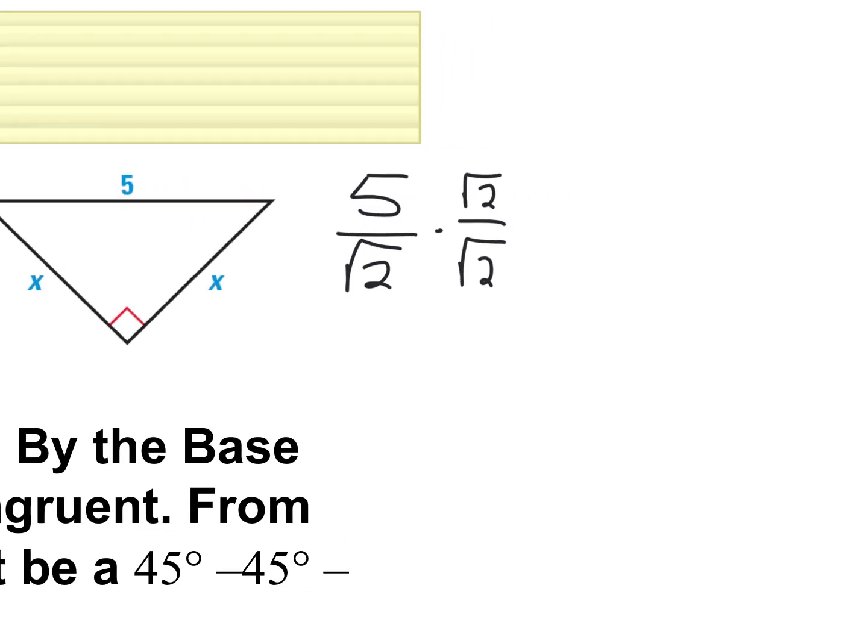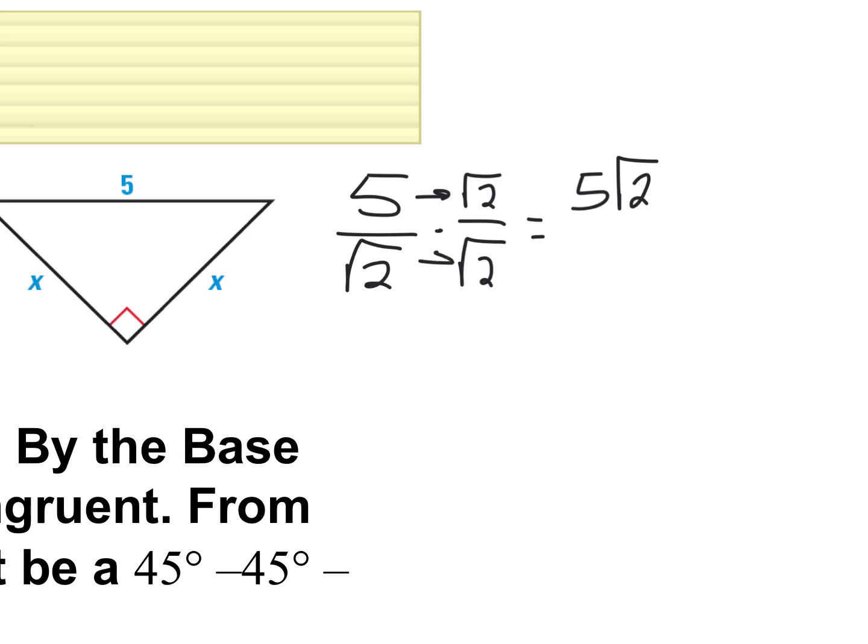So with these, now we just want to multiply across. What do I get on the top? 5 square root of 2. Why can it not be square root of 10? Because 5 is not a radical.